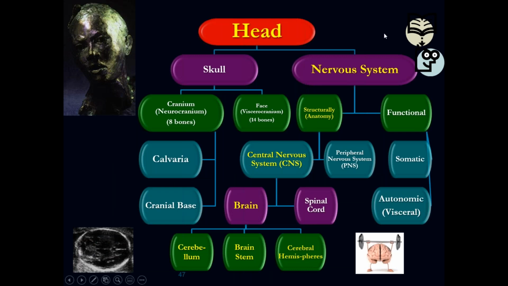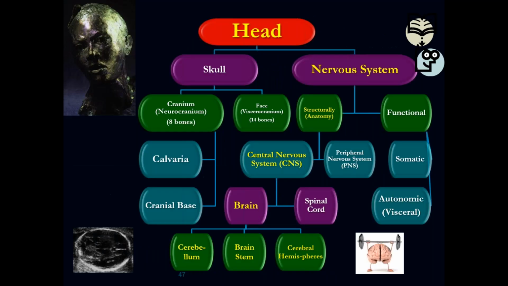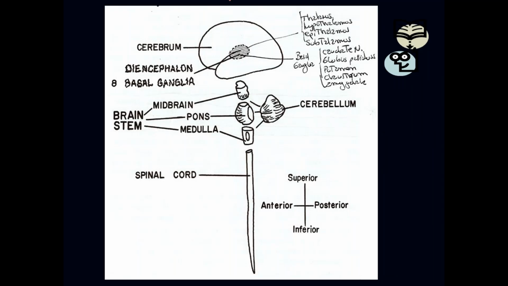Okay, let's continue with the presentation today. The second part of this lecture is going to be about the nervous system, nervous tissue, and the brain. So here we are going to review what the brain is. If you remember, the brain is going to be divided into the cerebrum, the cerebellum, and the brainstem.